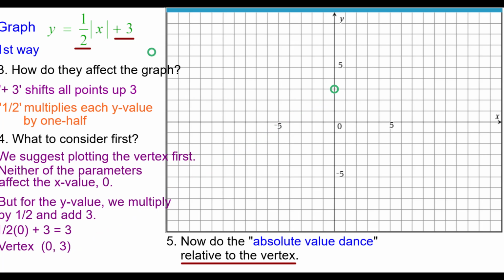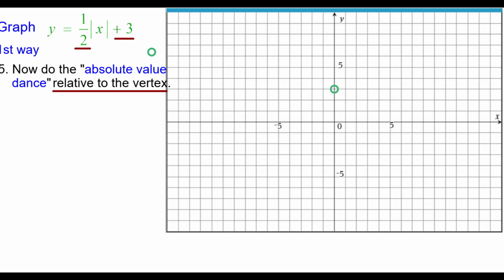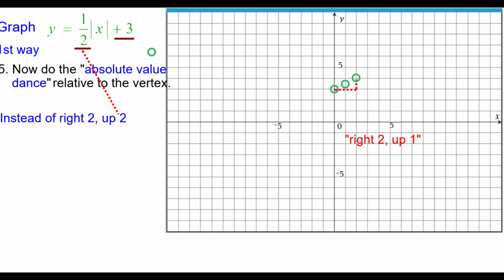Now we do the parabola dance relative to the vertex. Instead of right 1, up 1, we're going to go right 1, up 1/2 because of this coefficient of 1/2 multiplying each y value by 1/2. Instead of right 2, up 2, it'll be right 2, up 1, halfway up. Instead of right 3, up 3, right 3, up 1.5 or 3/2. So go ahead and do the left side there, pause, and press resume when you're ready to go on.